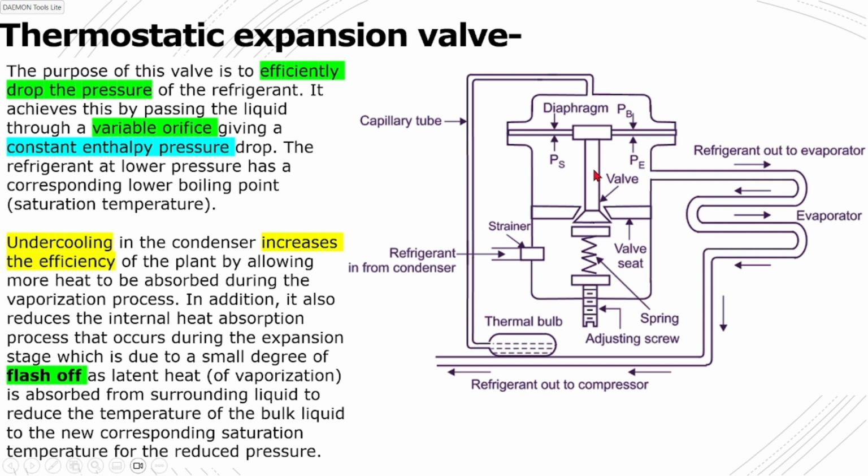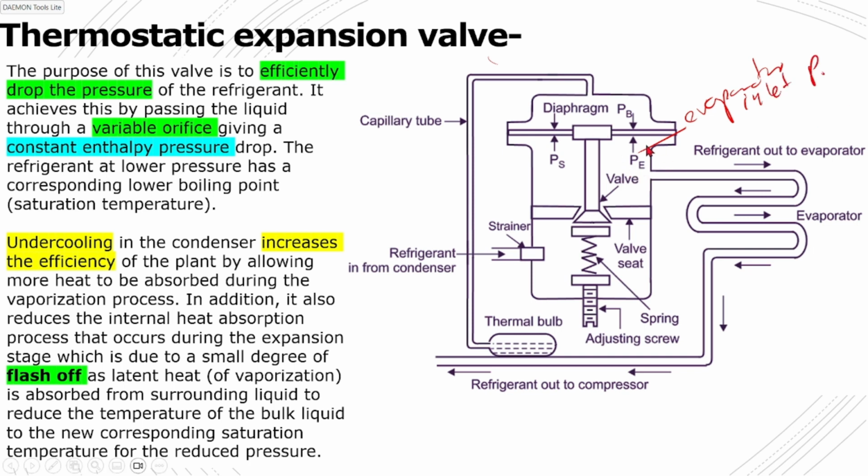There is one thing that we have to know. There are three pressures in play. What are those three pressures? Bulb pressure from this one, the spring pressure PS, and PE, the evaporator inlet pressure. This PE is the evaporator inlet pressure.